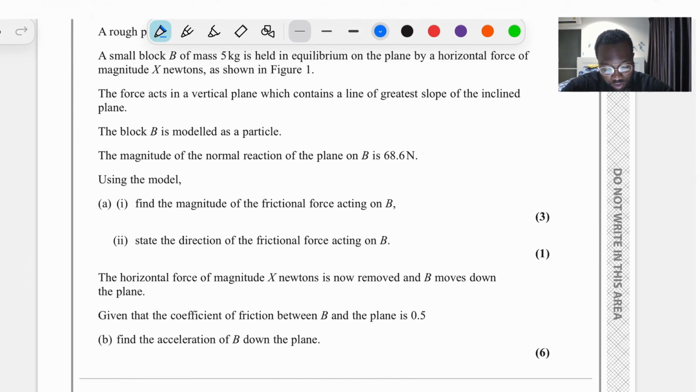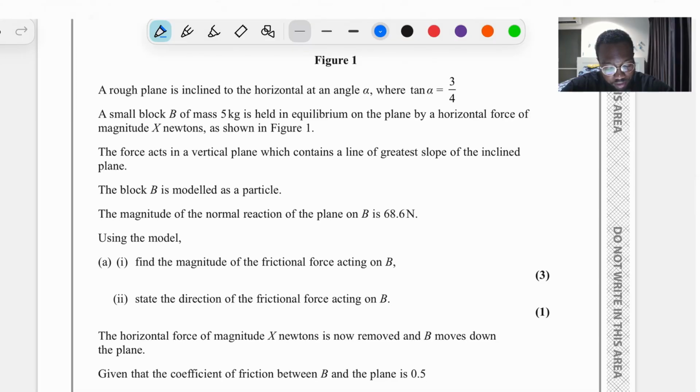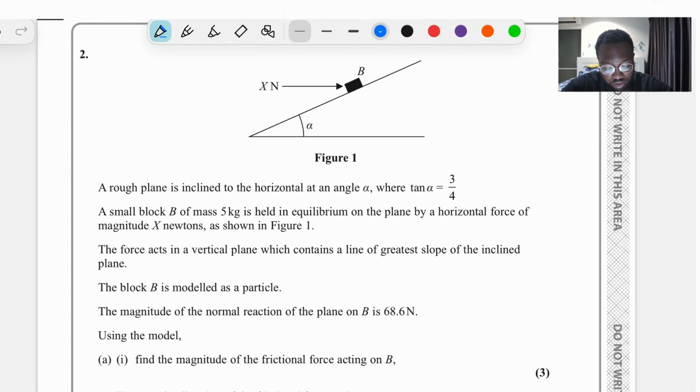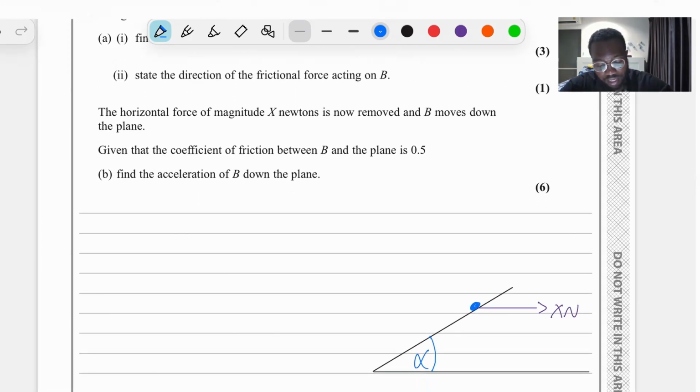And now I'm going to add everything else we've been given in the question. I'm going to go through line by line. So first things first, we're told that a rough plane is inclined to the horizontal at an angle alpha, where tan alpha is 3 over 4. So if tan alpha is 3 over 4, then if I do a little right angle triangle here, that means that the opposite over adjacent is 3 over 4. So the opposite is 3, the adjacent is 4. If we do Pythagoras' theorem, that means that the hypotenuse would be 5. So therefore, we know that sine alpha would be opposite over hypotenuse, so sine alpha would equal 3 over 5, and cos alpha would be 4 over 5.